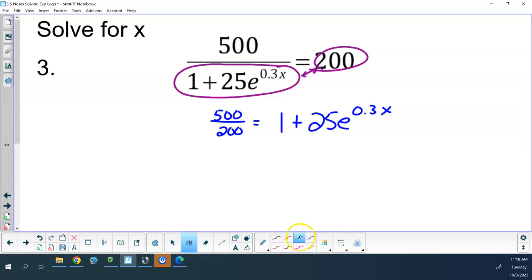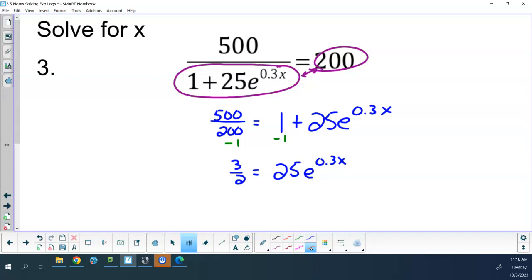I'd subtract 1, yeah. 5 over 2 minus 1 is just going to be 3 over 2. Now what? What we got next? Got to isolate my exponential term. So what's next?